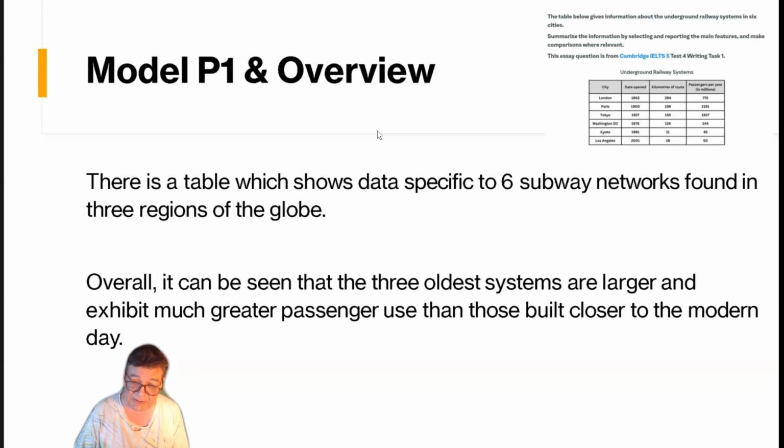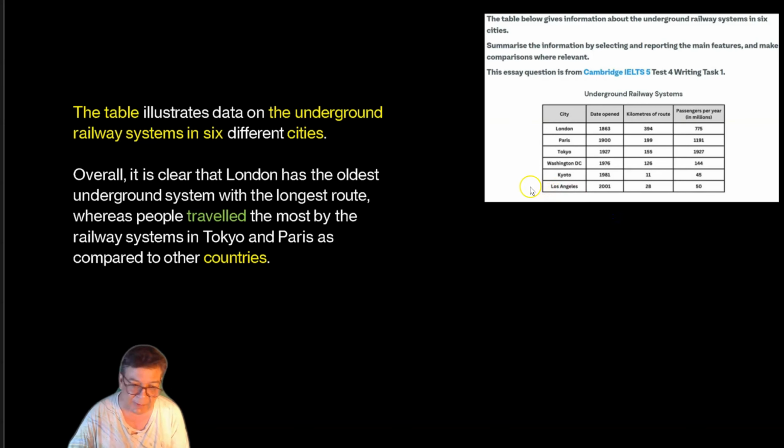Overall, it can be seen that the three oldest systems are larger and exhibit much greater passenger use than those built closer to the modern day. A bit wordy, I think, but it does use some good collocation. Anyway, that was what I would write. Here is what our candidate wrote.